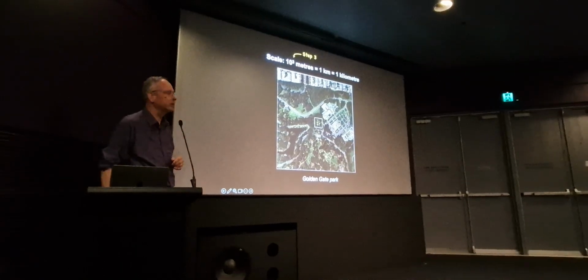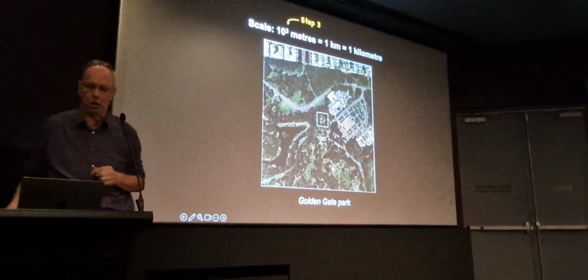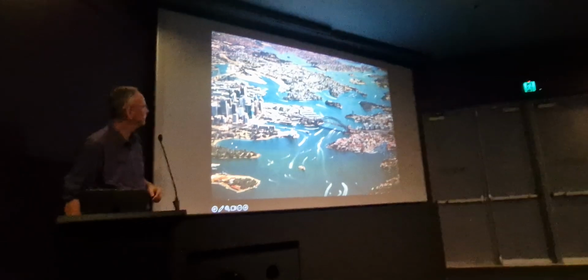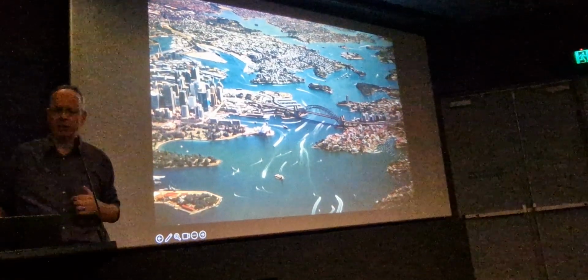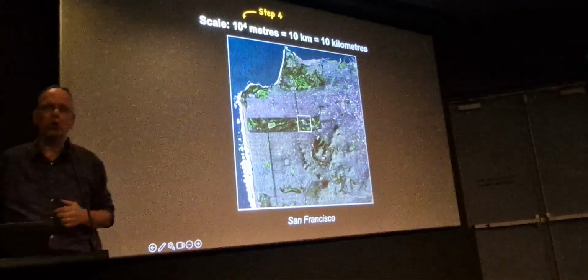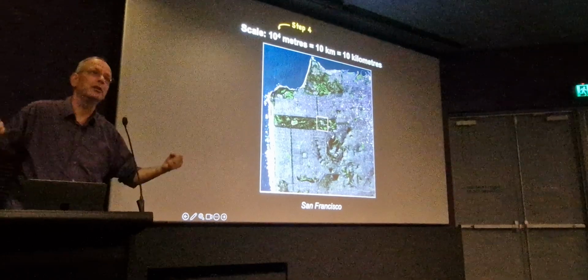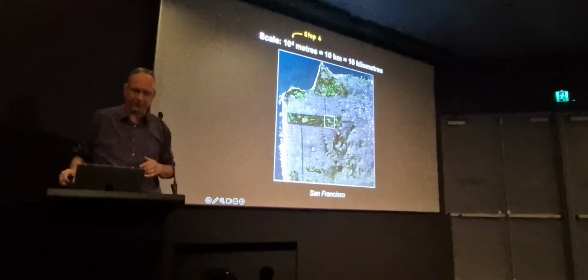Step 3, 1 kilometer on the side. Now we see the center here of Golden Gate Park in San Francisco. That's of course also the size of our beautiful harbor right here. That's the size of 1 kilometer on the side. Human sizes that we're still familiar with. Step 4. We're going to slow down at some point, don't worry. But we're going to the universe first. 10 kilometers on the side, central San Francisco.